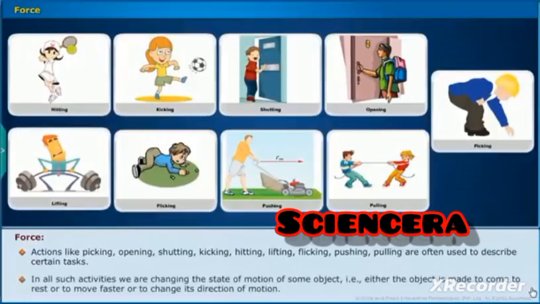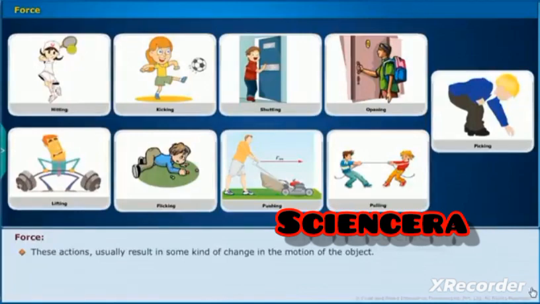In all such activities, we are changing the state of motion of some object. That is, either the object is made to come to rest or to move faster or to change its direction of motion. These actions usually result in some kind of change in the motion of the object.